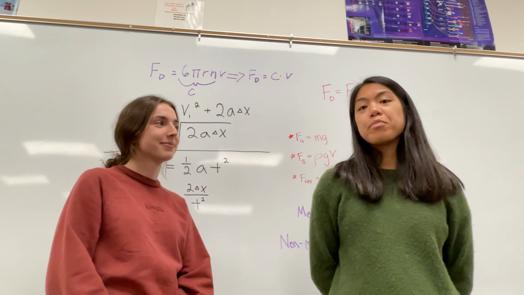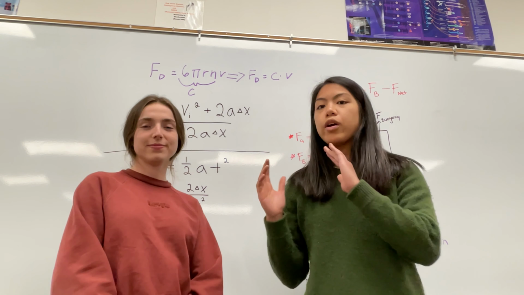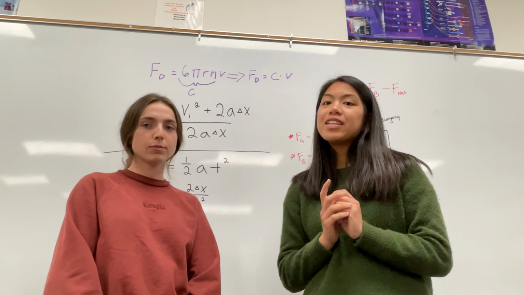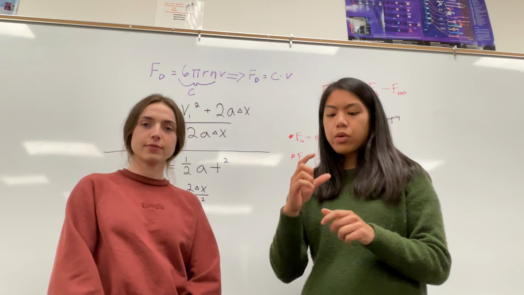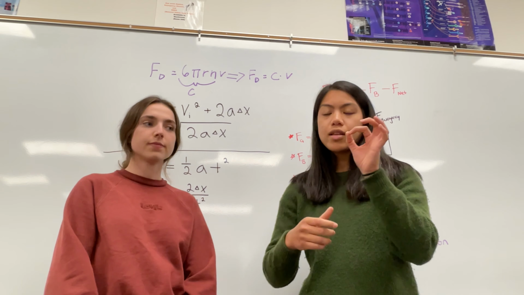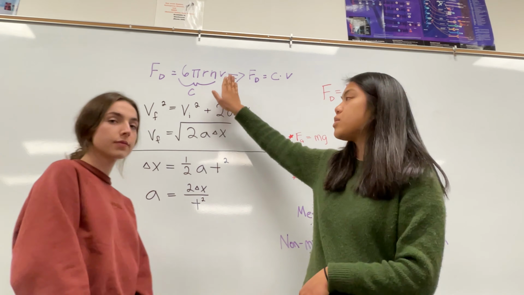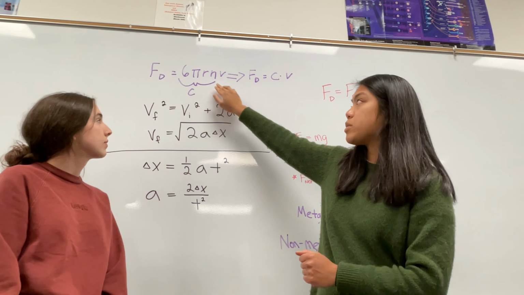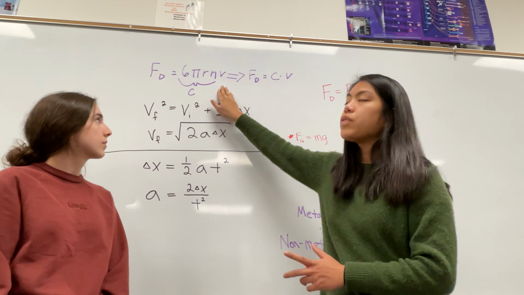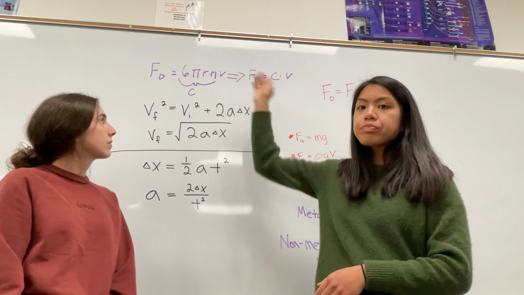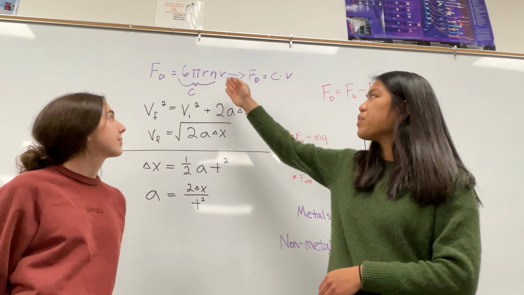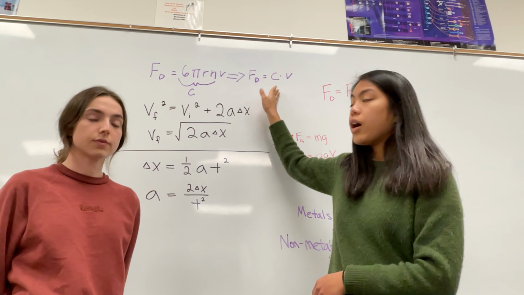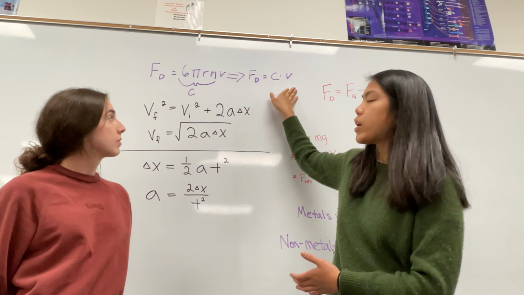So in order to improve this experiment for future trials, we would recommend using a sphere instead of a cube. That way, the radius would be constant as the object falls, and you could use the given Stokes law equation, force of drag equals 6 pi times the radius of a sphere times the fluid viscosity times the velocity. We could have used this instead of having to use the derived equation that we did: force of drag equals some constant times the velocity.